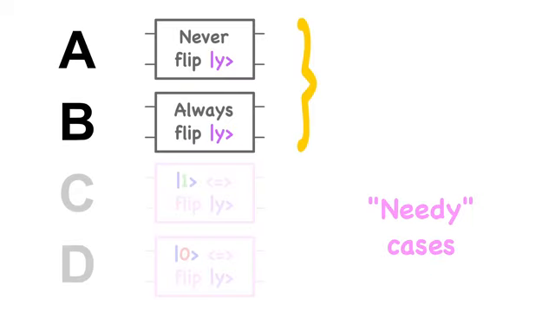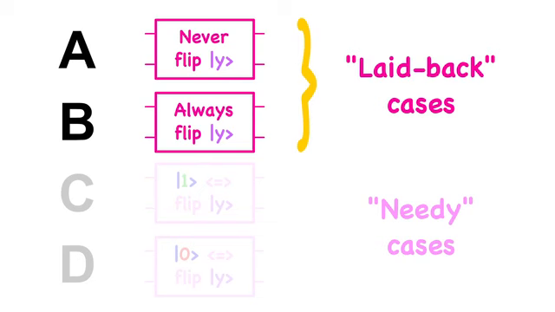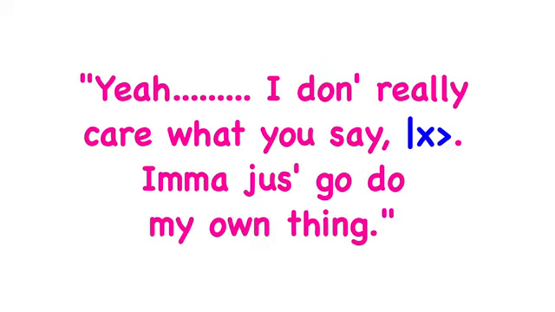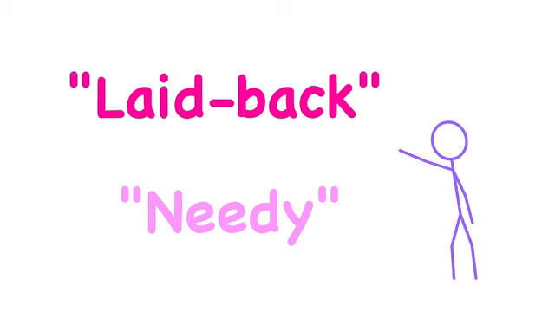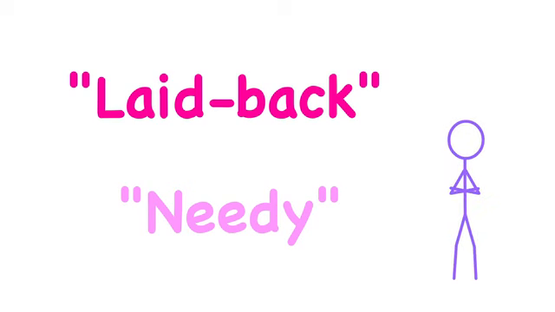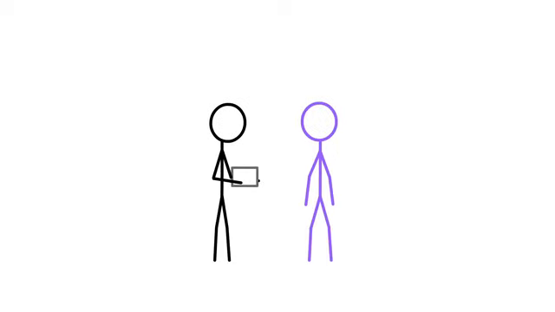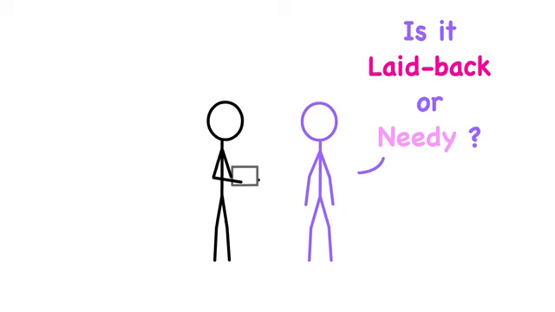This is not true for cases A and B, so let's call them the laid-back cases. They're the cases where the circuit goes, yeah, I don't really care what you say qubit x, I'm gonna just go do my own thing. By the way, remember this exact terminology, it's important. No, I'm just kidding, these names are completely arbitrary. So, with that in mind, here is the circuit I'm giving to you. By toying around with it, can you figure out if it's a laid-back case or a needy case?